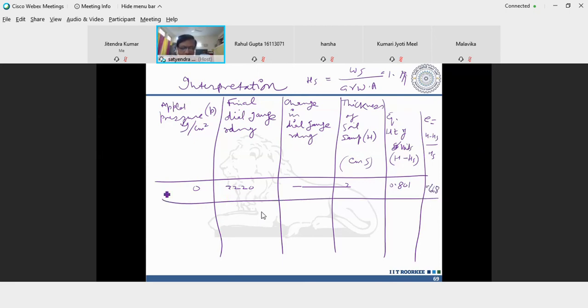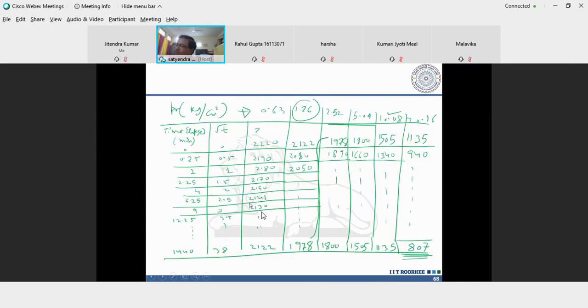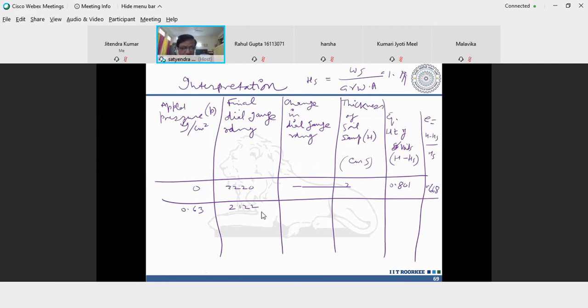Now, when the load increment 0.63 was applied, the final reading was 2122. You see, 0.63, 2122. This was the final reading. So change in dial reading is minus 2122. This is equal to 98.